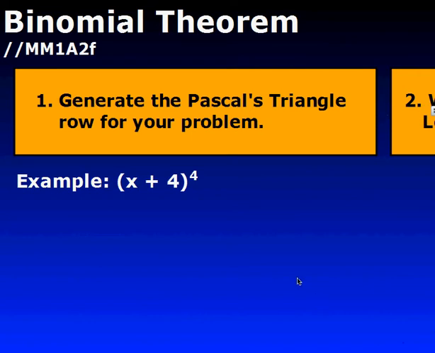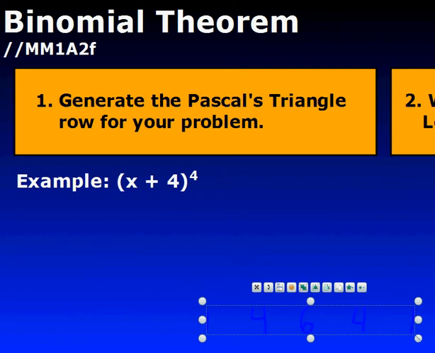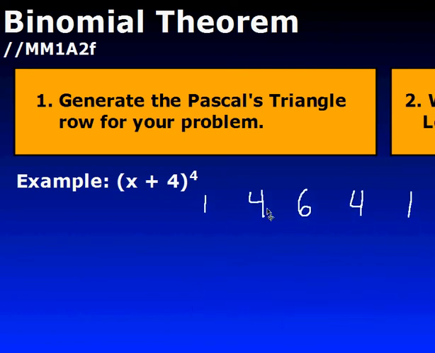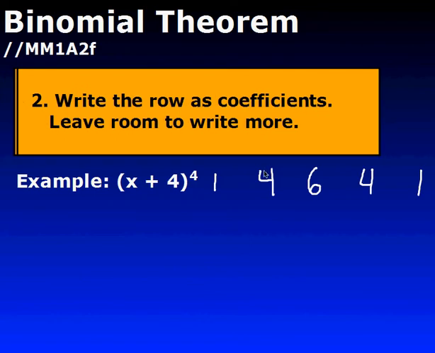Bring values back. Let's make them visible for you. Okay, the row I'm dealing with is 1, 4, 6, 4, 1. The second step I want you to do is write these coefficients down, but leave some room to write more information in between them. So I'll write 1, 4, 6, 4, 1. This row that I wrote previously I actually don't need anymore. I'm going to delete that.